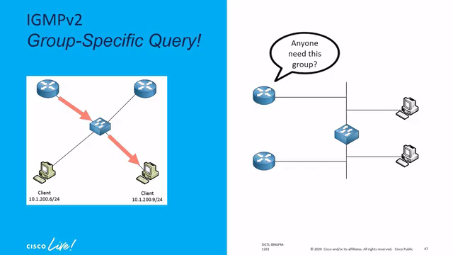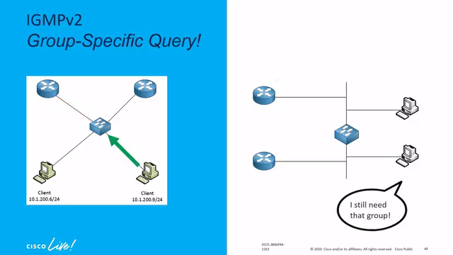So this is an optimization that allows us not to have to flood everywhere. Only the people who are still listening to that group can receive and respond. And if there aren't any, it'll cut the feed. And if there are some, then those receivers will trigger their report and say, hey, I'm still listening to that group. And that keeps the multicast flowing.